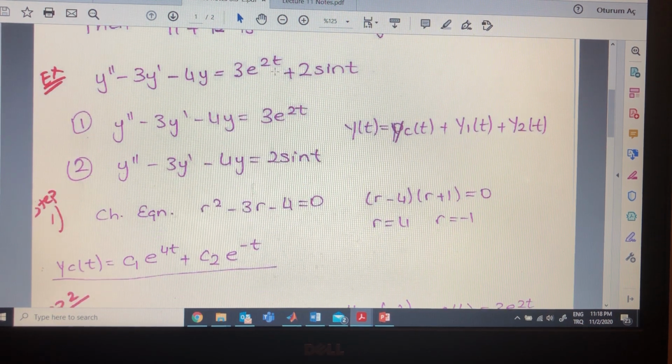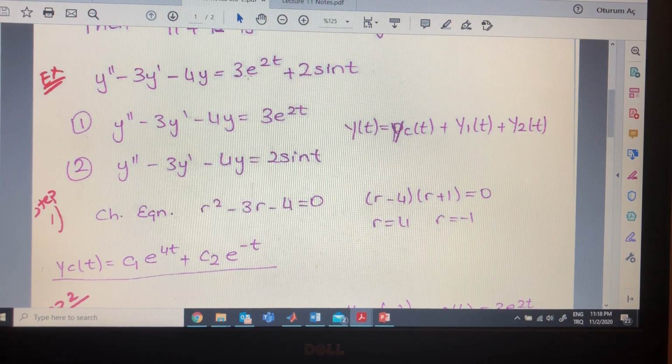So firstly, let's look at the 3e to the 2t. Alpha is 2, n is 0 because there is no t term as a coefficient. And of course, as a first step, I need to solve the left hand side, the characteristic one. r squared minus 3r minus 4 is 0. Find the roots, r is 4 and r is negative 1, and this is my complementary solution. You already know that very well.